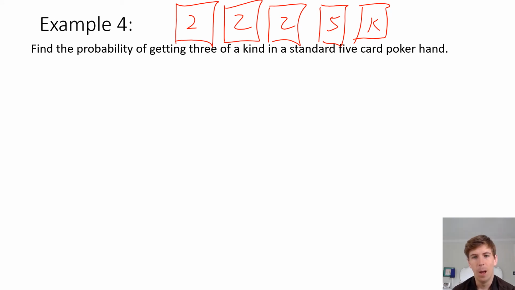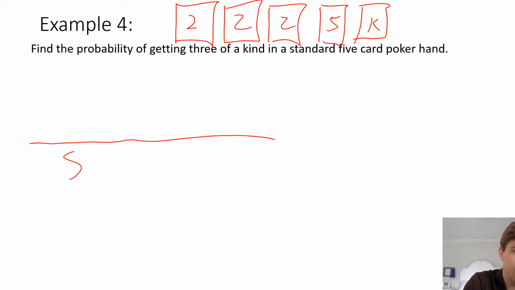Because if they were the same, then you'd be getting a full house. If those 2 last cards were 5 and 5, you would have a full house and not a 3 of a kind. So we need to make sure we distinguish between those 2. So I'm going to start again with that 52 choose 5.